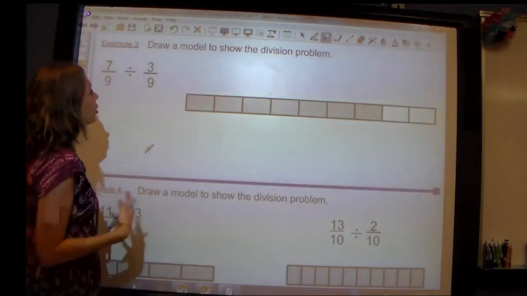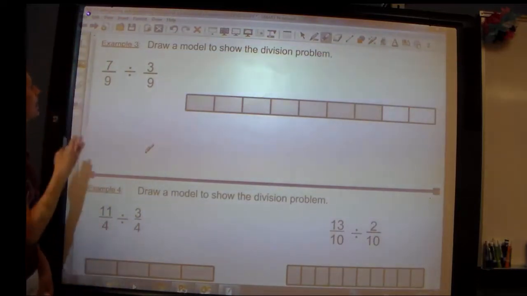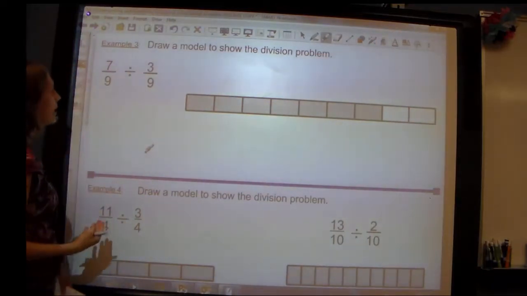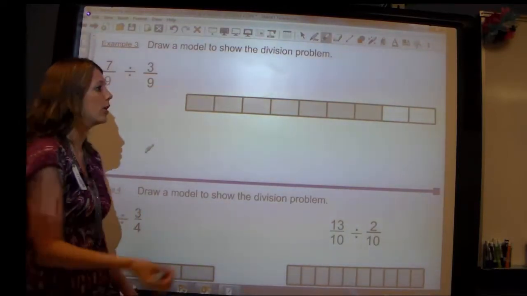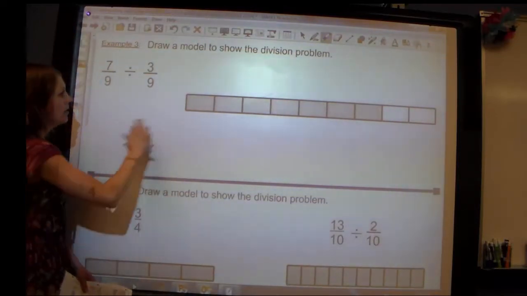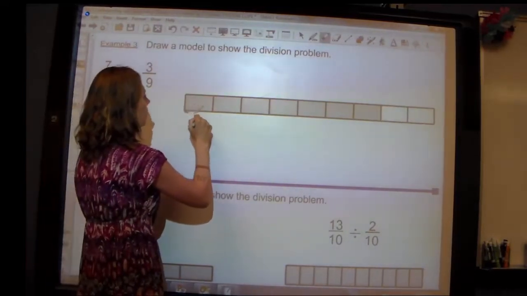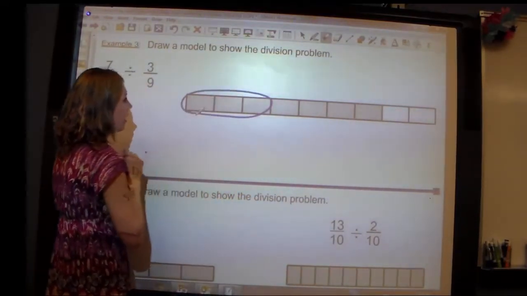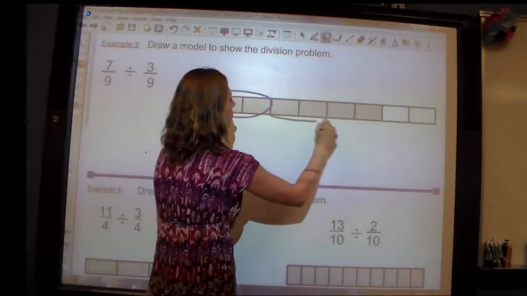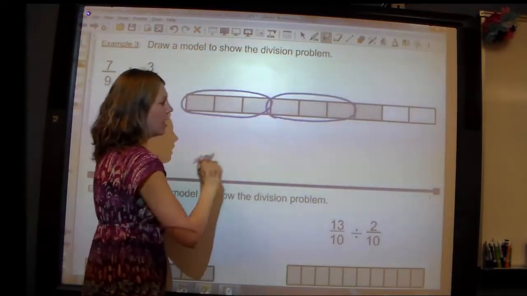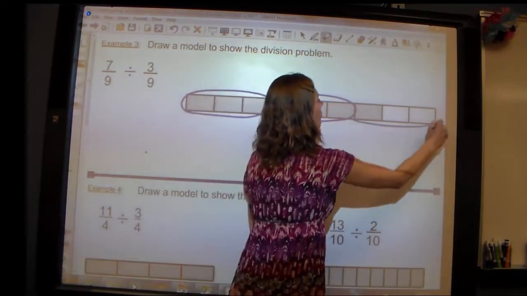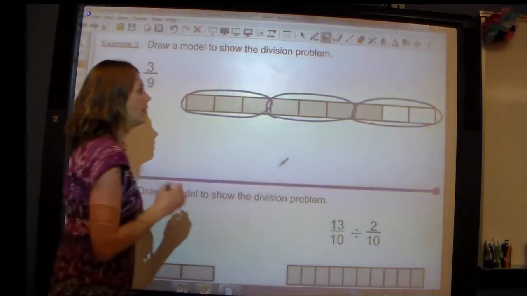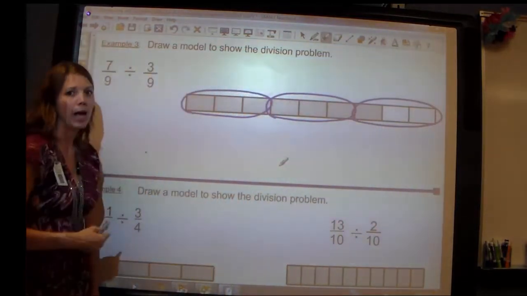Example 3, draw a model to show the division problem 7/9 divided by 3/9. Again, we are asking how many groups of 3/9 are there in 7/9. So here's my model. I'm going to circle groups of 3. Here's 3 out of the 9. Here's another group of 3 out of the 9. And even though there's only one more shaded, I'm still going to circle a group of 3. Because again, these are groups of 3/9.